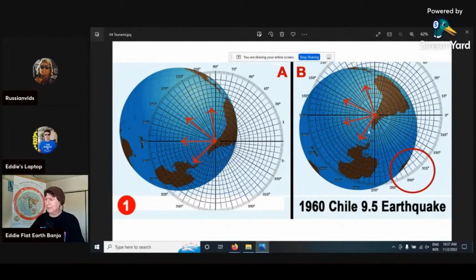Now, if you are smart enough, you might have seen something here. You might have noticed. This is Australia right here. This circle means Africa, and we have Antarctica here.